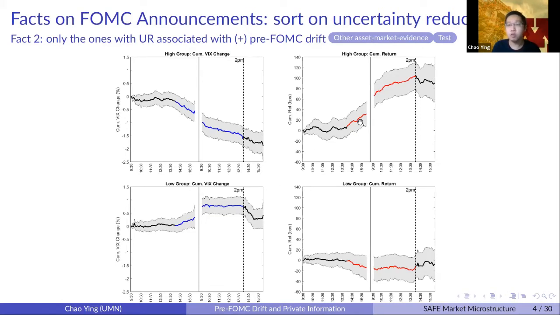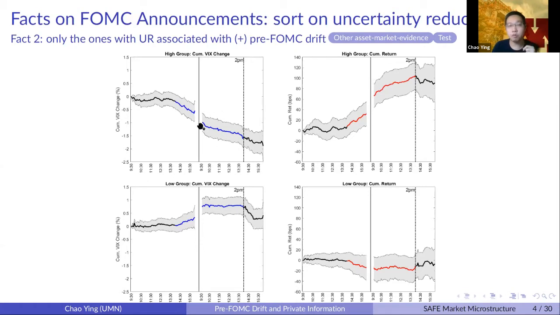In the high group, the pre-announcement drift is deeper, and the cumulative return before the announcement is about 100 basis points. While for the low group, there is no positive pre-announcement drift. These figures imply that not all the FOMC announcements are the same. Only the ones with uncertainty reductions are associated with a positive pre-FOMC announcement drift.